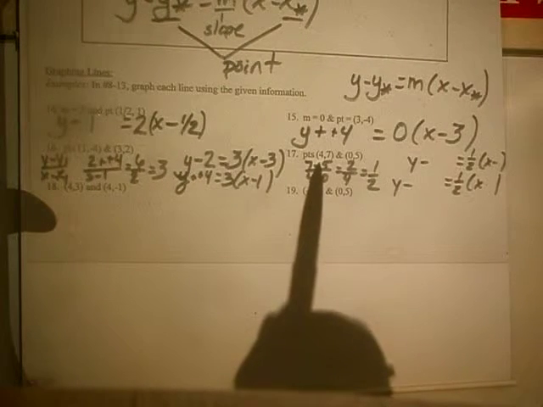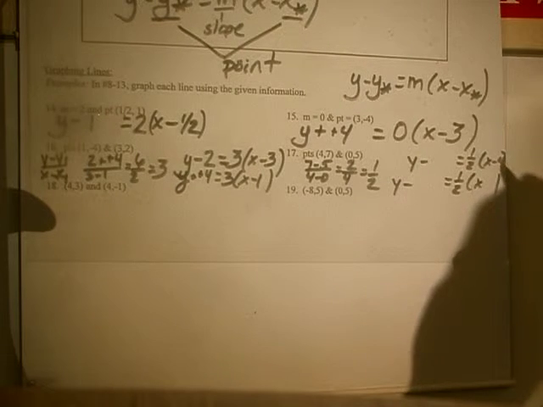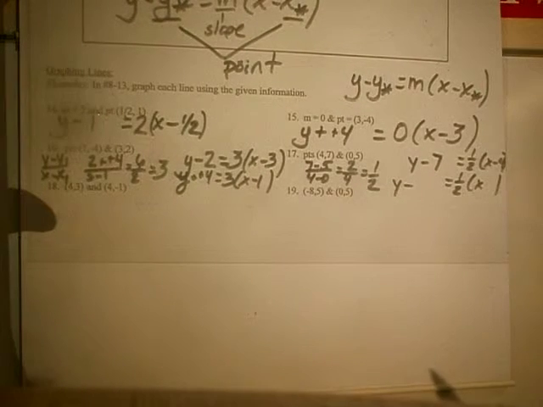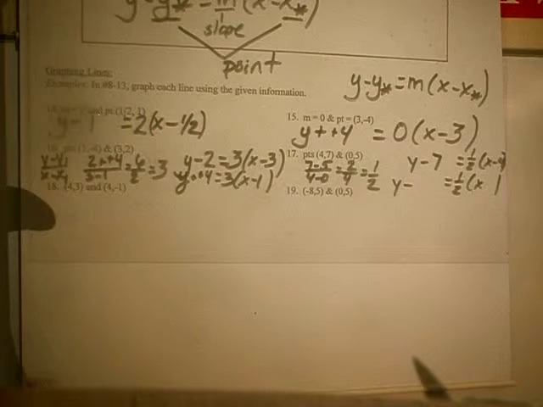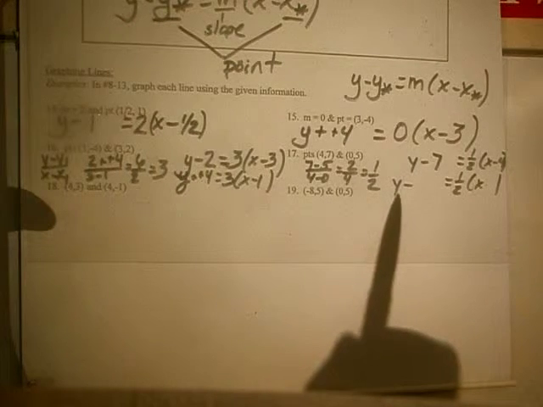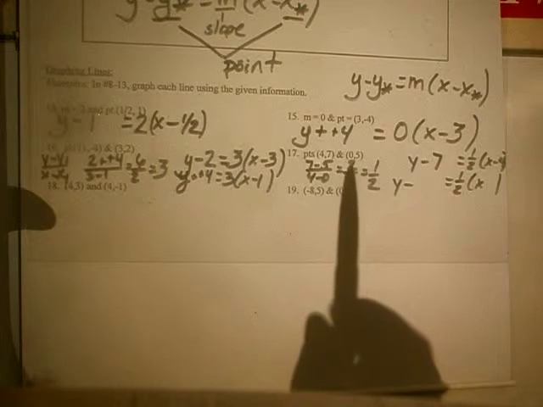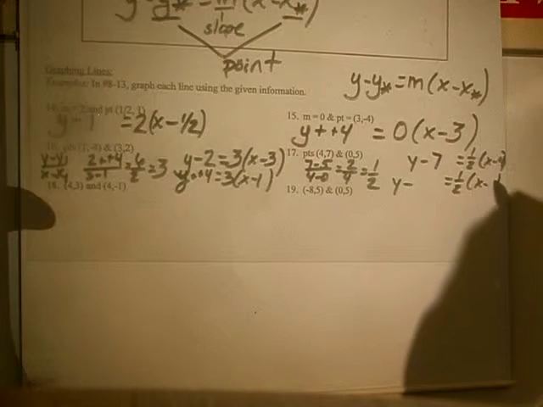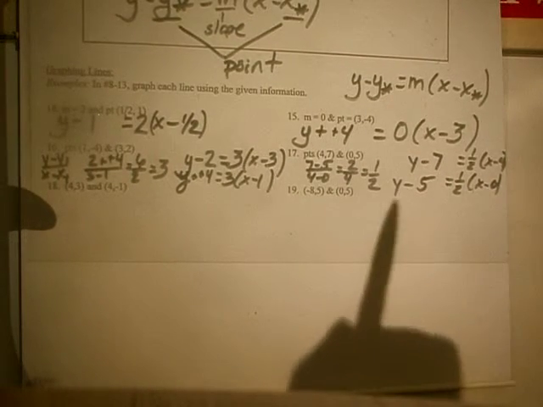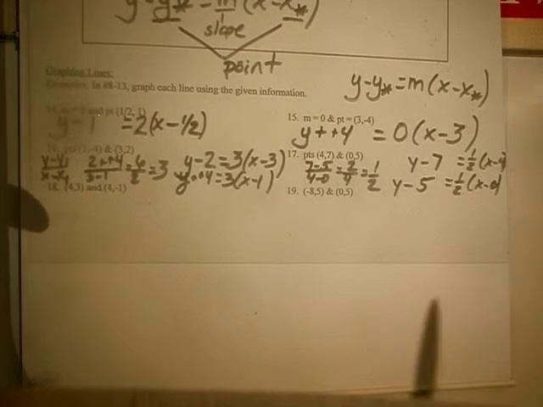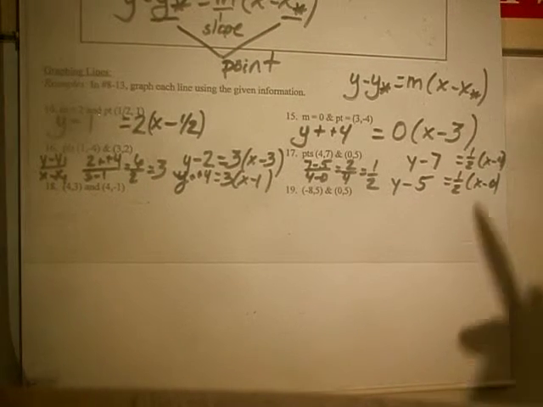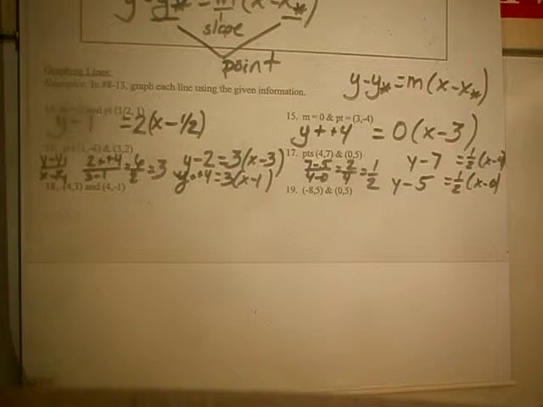Our first point is 4, 7. The 4 goes along with the x. The 7 goes along with the y. So you could have y minus 7 equals 1/2 x minus 4. Or the other one could be y minus, well, the 0 would go over here, and the 5 would go over here. So that would be y minus 5 equals 1/2 x minus 0. If you graphed those two equations, they would end up being the exact same line. Even though the numbers are a little bit different, they still end up being the exact same line.